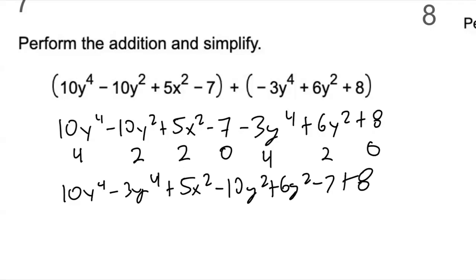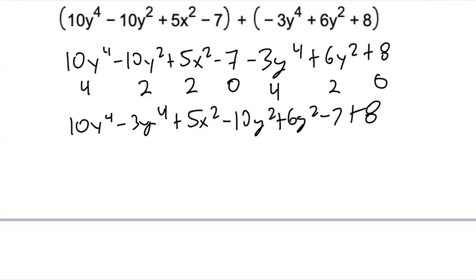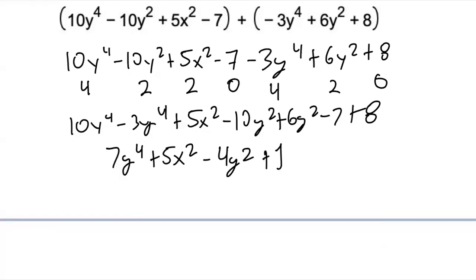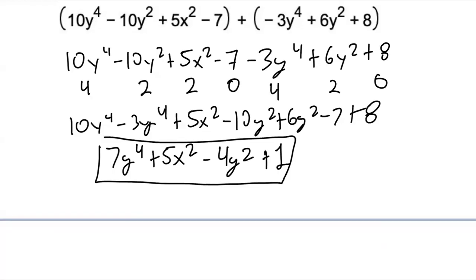And then all you have to do is just combine like terms from this point. 10y to the 4th minus 3y to the 4th gives us 7y to the 4th. 5x squared does not combine with anything, so you drop that down. Negative 10y squared plus 6y squared gives you negative 4y squared. And then negative 7 plus 8 gives me positive 1. So that would be my answer for this problem.